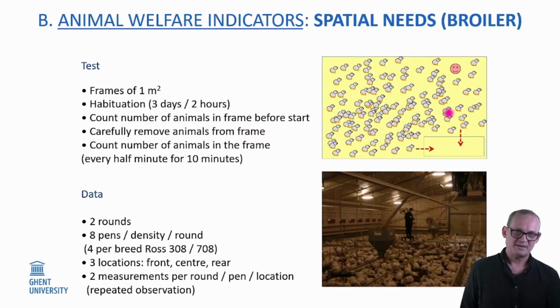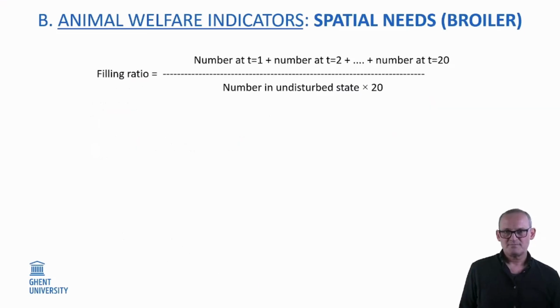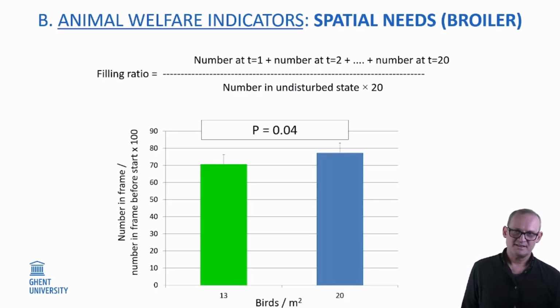And we compare for the effect of the fact that in the high stocking density there are more animals by correlating it to how many animals there were in the square before the test took place, before we removed them. So we came up with this formula to see how quickly they filled in the emptied space compared to how many animals there were before that. And as predicted, we found a significant difference in which the filling ratio was higher in the high density group compared to the low density group. So maybe that type of test could be a better indicator of the spatial needs of broilers than simply looking at the stocking density.